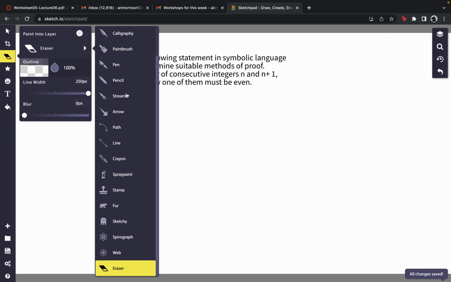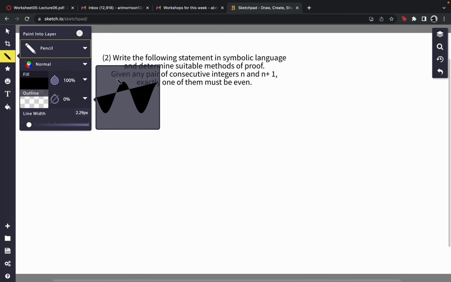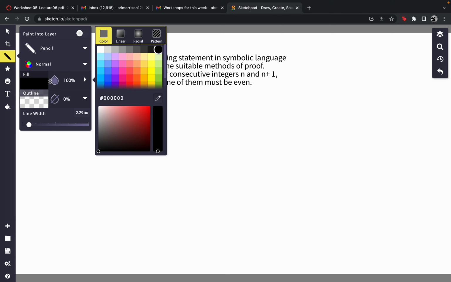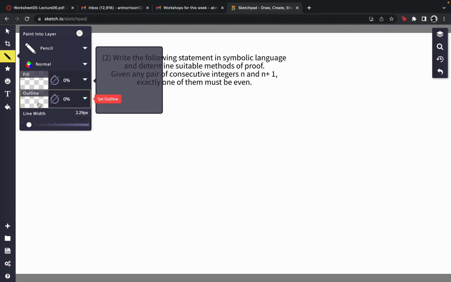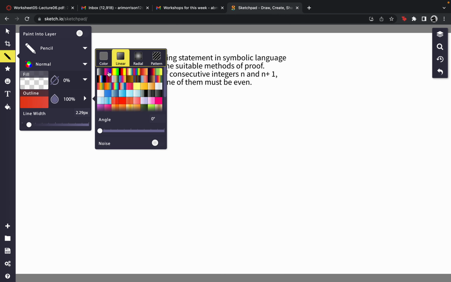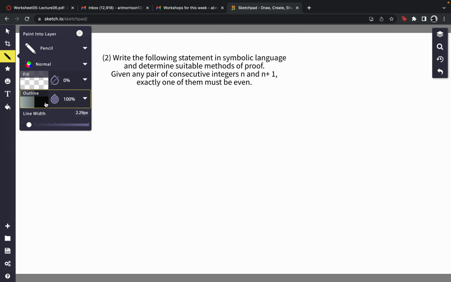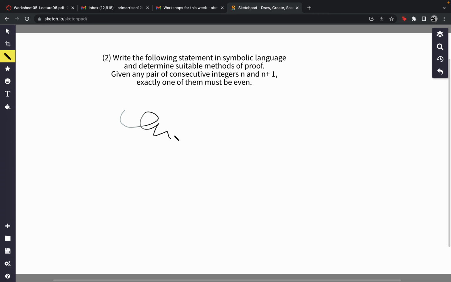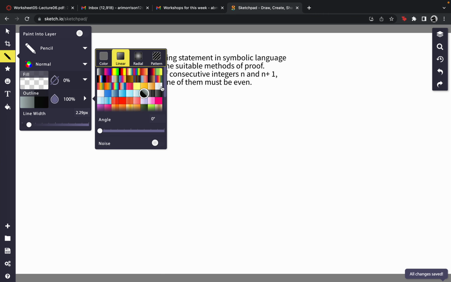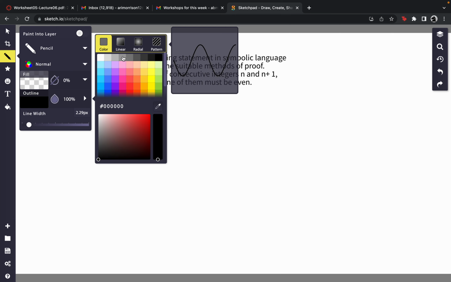So we're still learning how to use this technology. We don't want fill. This is what we've learned. So we don't want fill, but we want outline, and we want it in black. Let's see. No, that's weird. I just want it in black. Is that so hard?